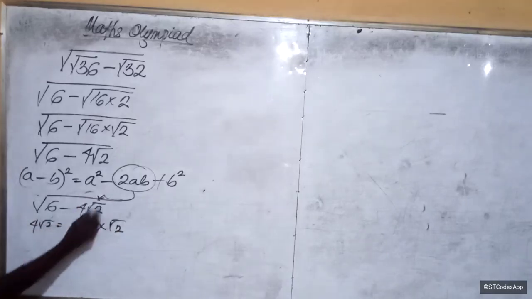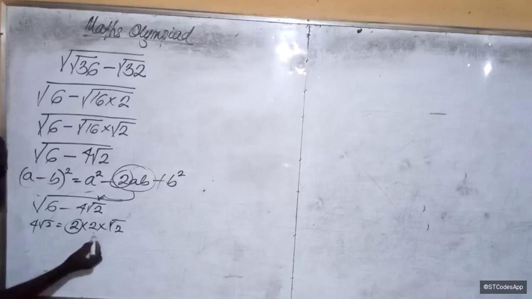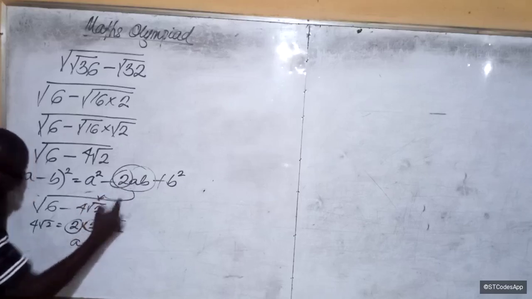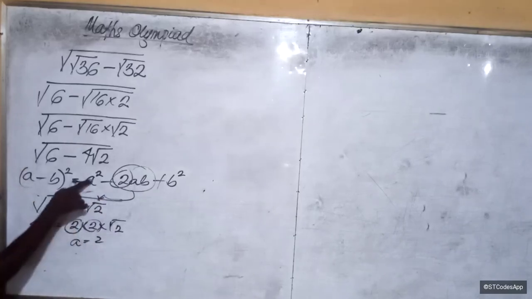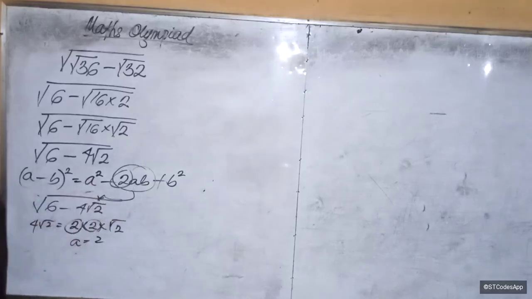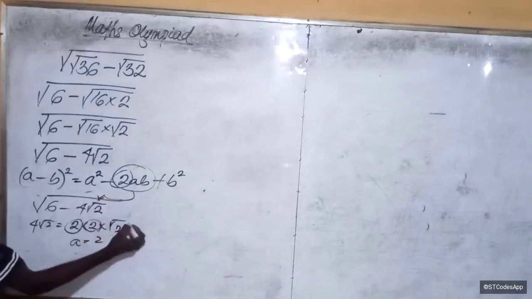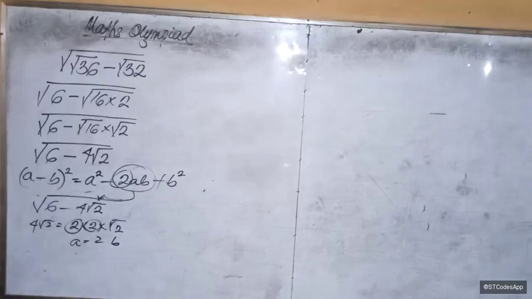So if we want to make this look like this, it definitely means that 2 is this 2, isn't it? Then a will be 2, ordinary a is 2, and b is root 2. Is that okay? So our b will be root 2.